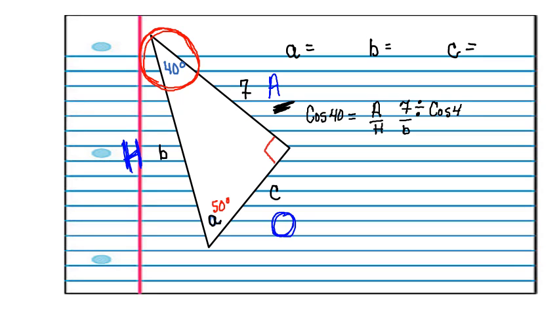Cosine 40. And you take your handy dandy little calculator again, and you're just going to go 7 divided by cosine 40 when it's in the right place. 7 divided by cosine 40, and you get 9.14.